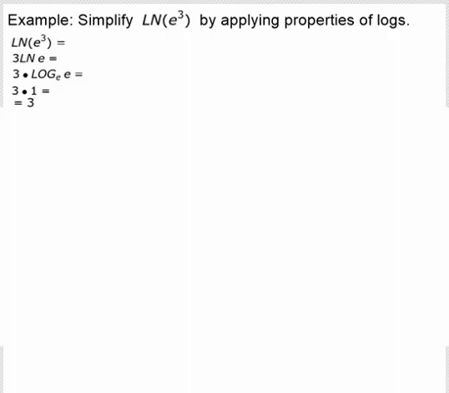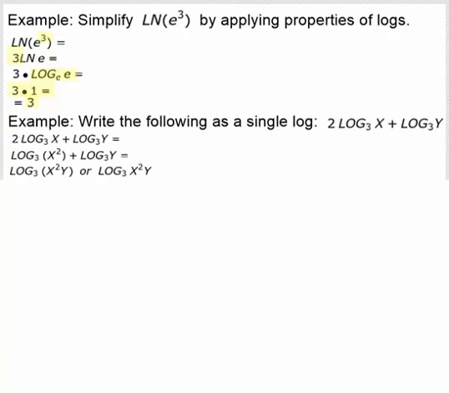We'll start with the example where we simplify ln of e cubed by applying properties of logs. Well, by the exponent rule, we can take that 3 and move it out front in front of the log, so we get 3 times natural log of e. And we've already seen that ln of e turns into 1 because ln of e is log base e of e. So we get 3 times 1, and that gives us an answer of 3.